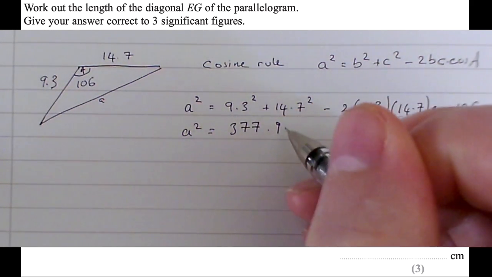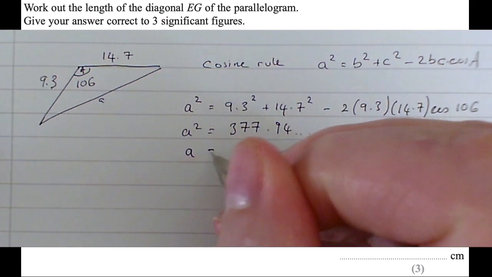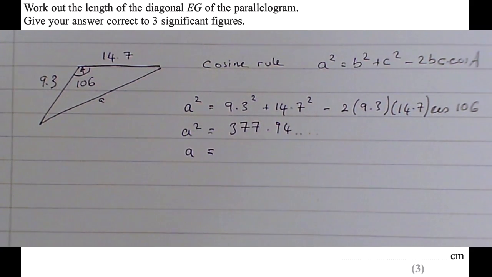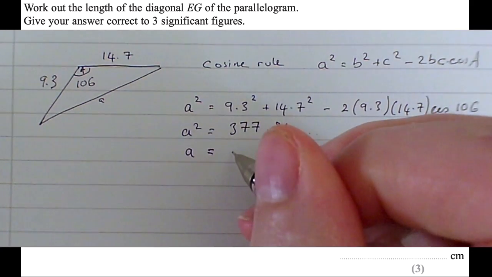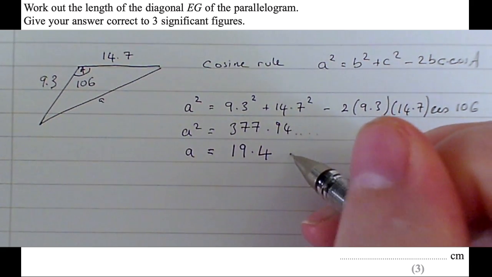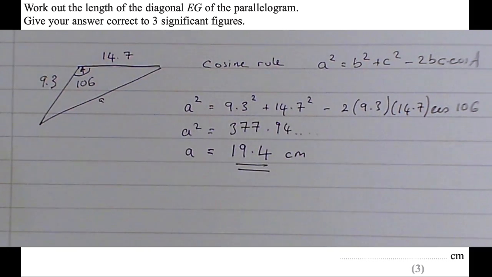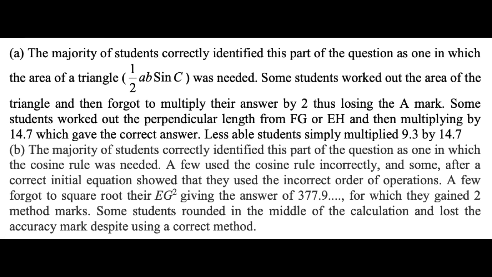I'm going to write that down for the examiner, and therefore if I square root that answer, I should find the length of a. Okay, so I think the answer is 19.4, and I've explained my method. So it looks like they clearly wanted us to use half AB sine C, although the method I used is equally acceptable.